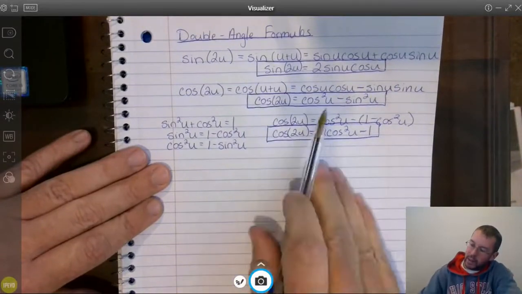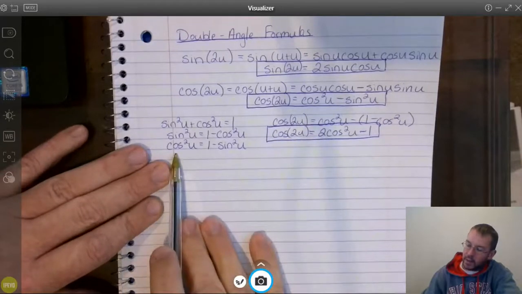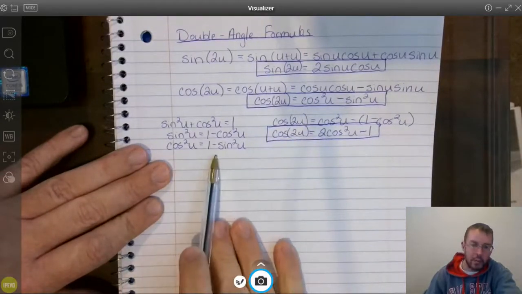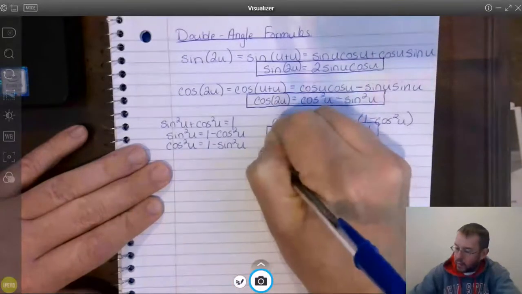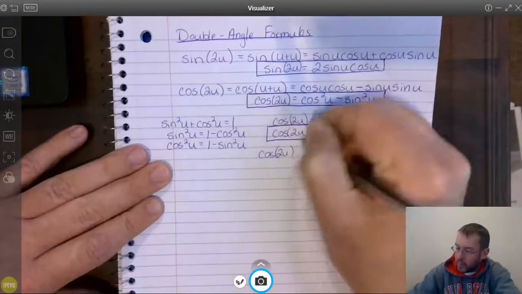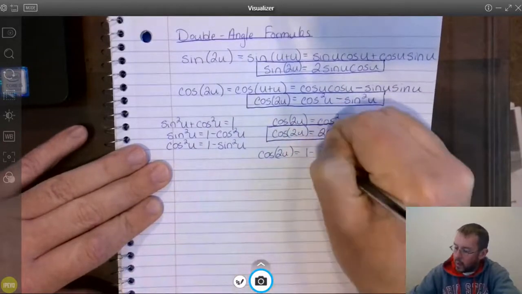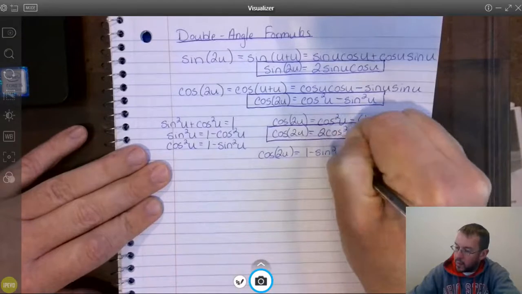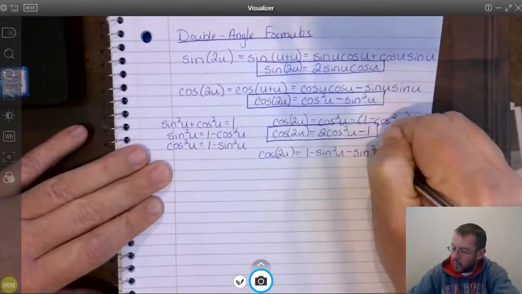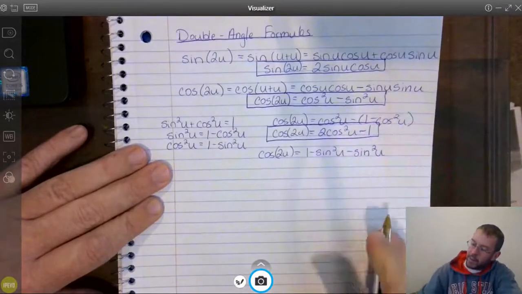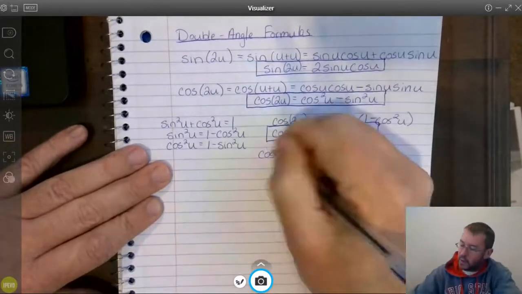All right, like I said, we could also substitute in for the cosine. So instead of cosine squared u, I'm allowed to replace it with 1 minus sine squared u. So if I have cosine of 2u, and instead of cosine squared u I put 1 minus sine squared u, then we still have our minus sine squared u. Again, we combine like terms: negative sine squared u minus sine squared u.